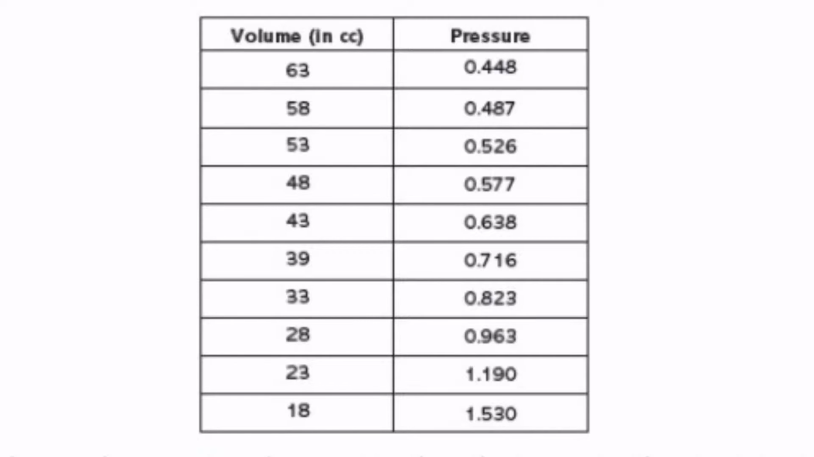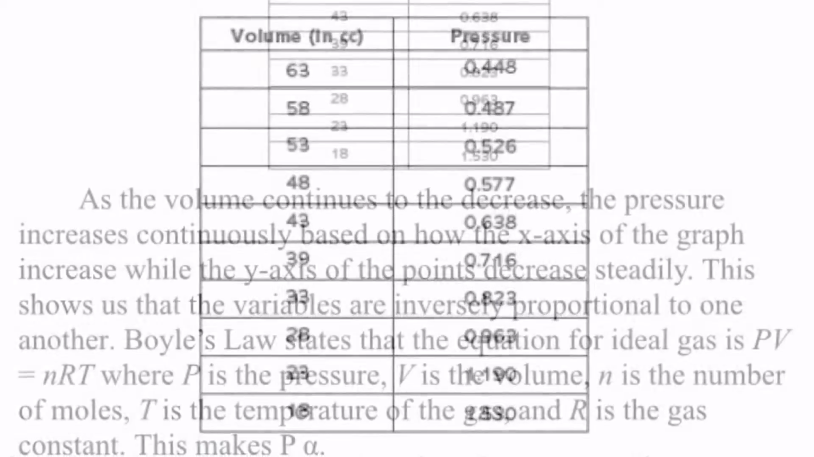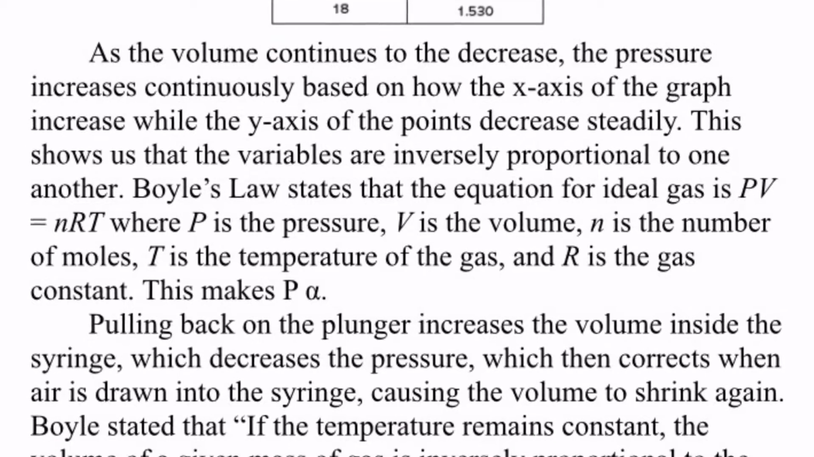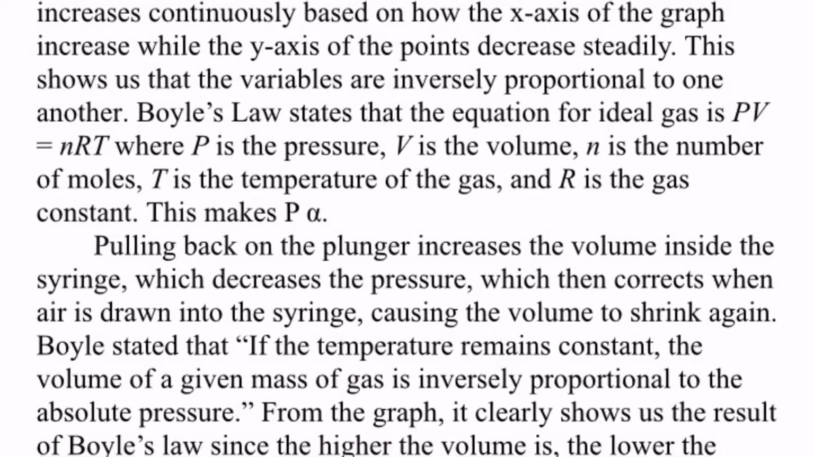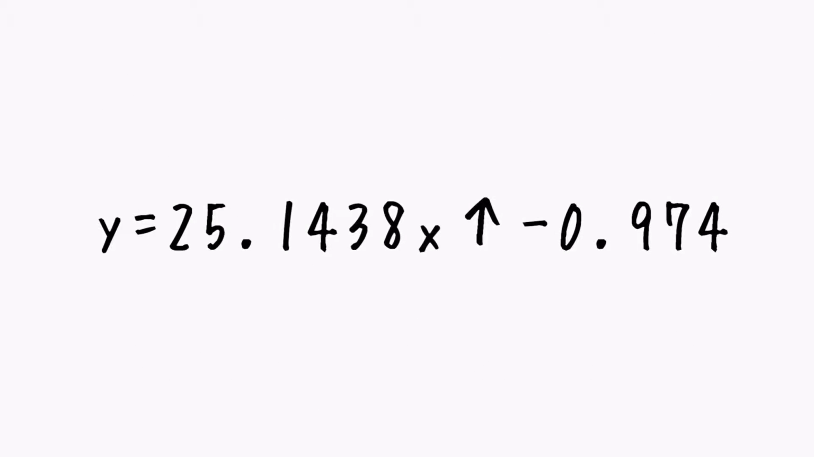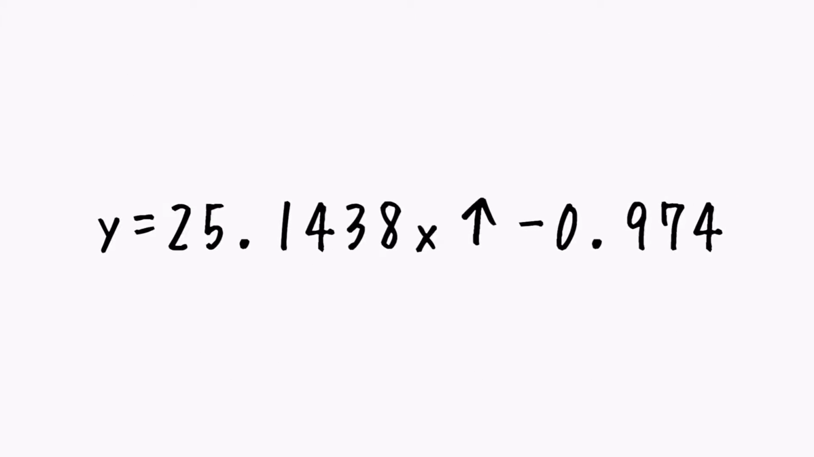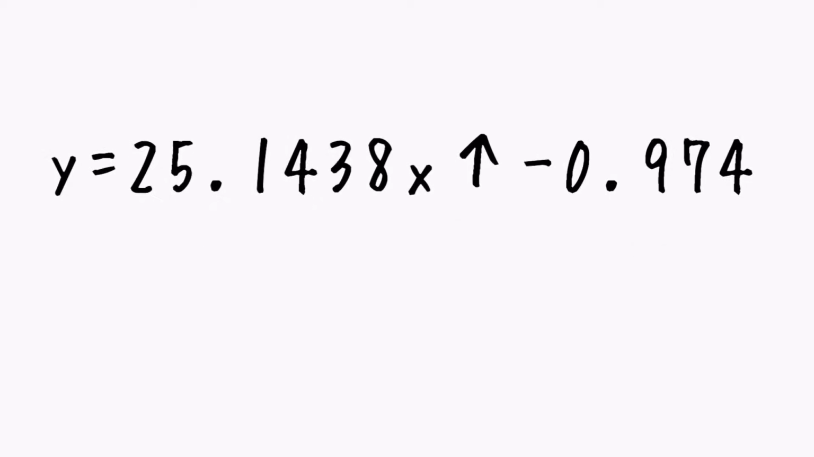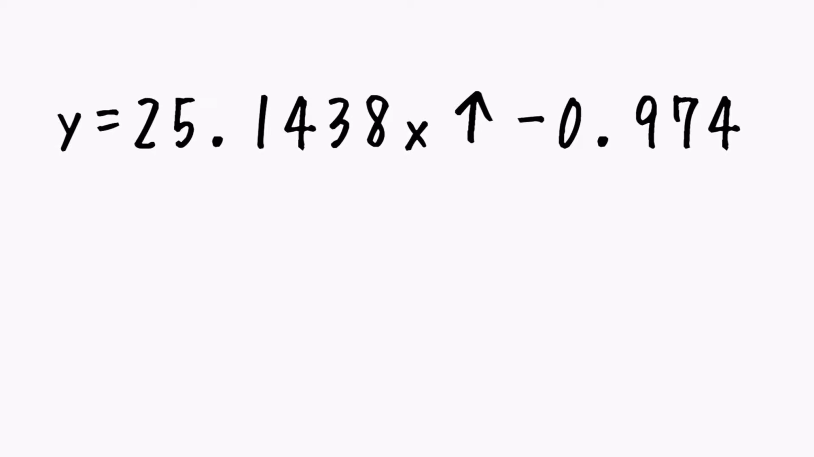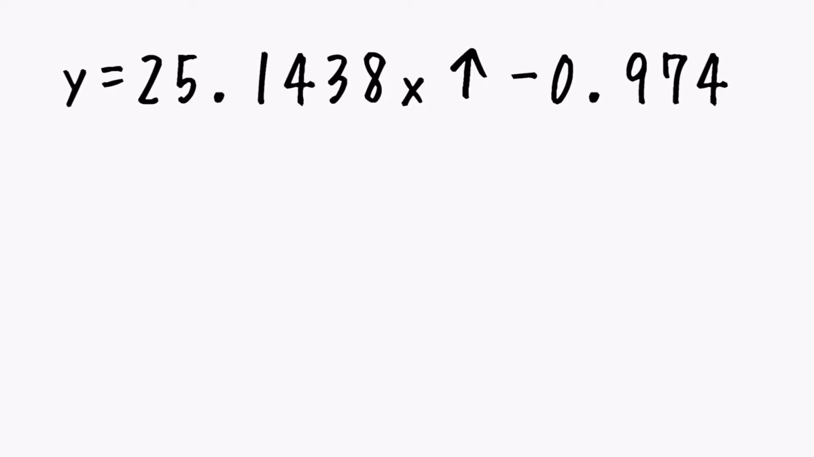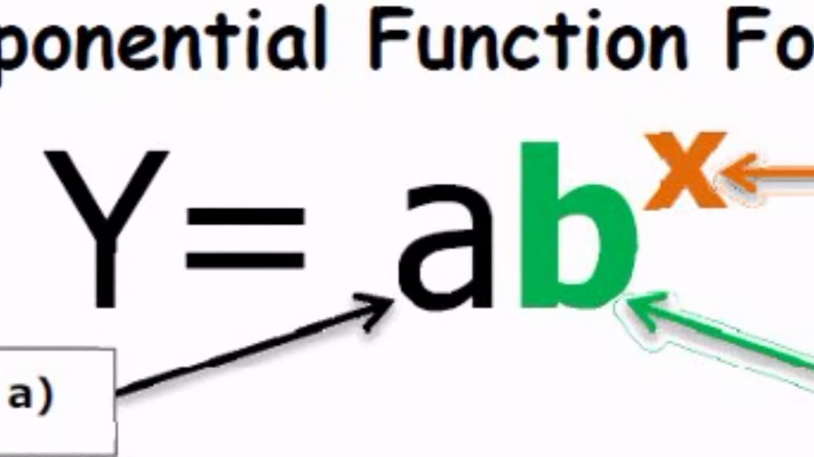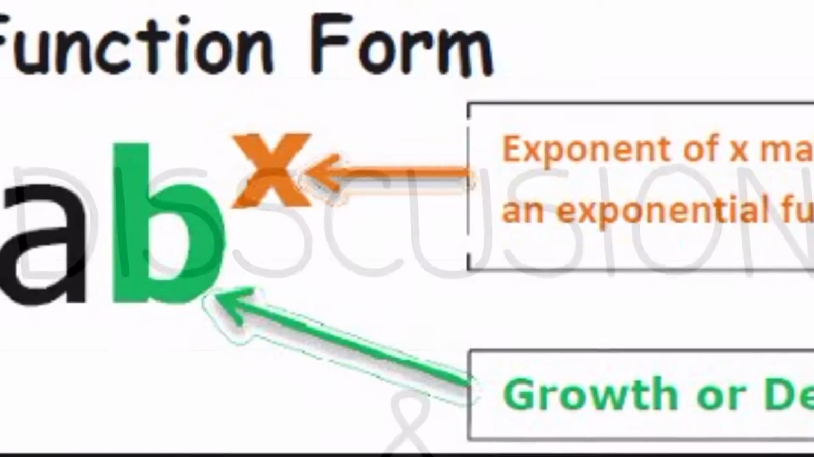Thus, from research, Boyle's law stated that if the temperature remains constant, the volume of a given mass of a gas is inversely proportional to the absolute pressure. Furthermore, the graph clearly shows us the results of Boyle's law, since the higher the volume is, the lower the pressure is. Thus, in terms of algebra, the graph which expresses the relationship between two variables is written as y equals 25.1438x to the power of 0.974, which is the form of an exponential or power function, one of the standards we did cover, and I will talk about it more near the end of the video.